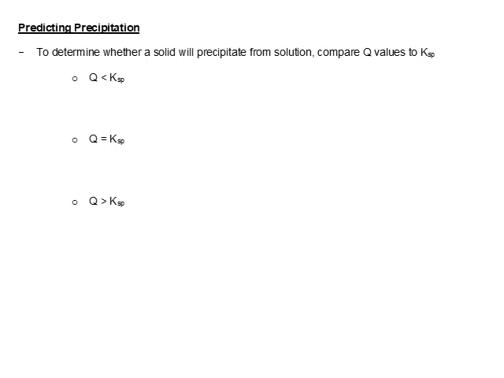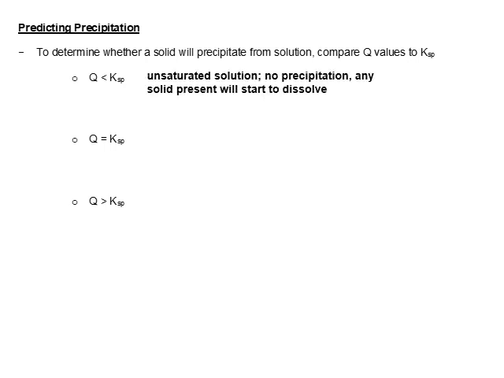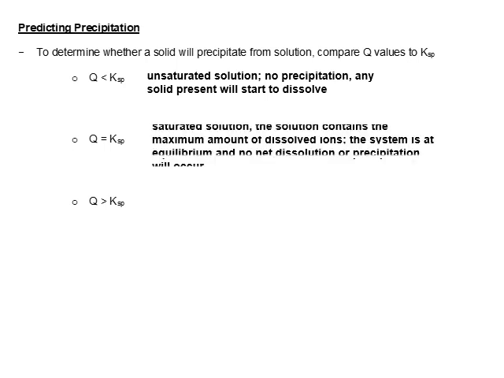If the product of the current concentration values is less than the KSP, then you have an unsaturated solution and no solid will form. Furthermore, if any solid is present or is added, it will dissolve. If the product of the current concentration values, the Q, is equal to the KSP, you have a saturated solution. The solution contains the maximum amount of dissolved ions. The system is at equilibrium and no net dissolution or precipitation will occur.